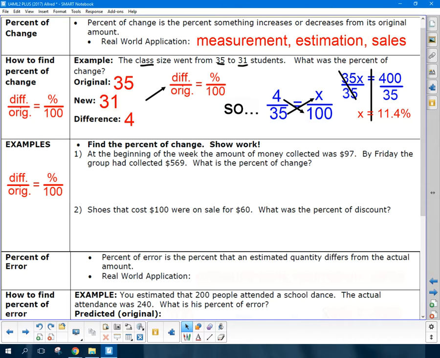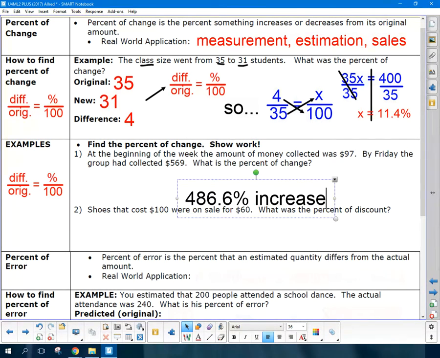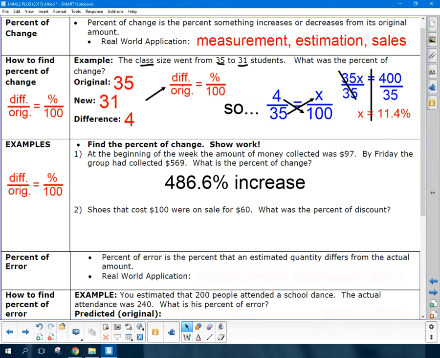Great job. I'm glad you tried to solve that equation for me. You should have found somewhere along the lines of a 486.6% increase in the amount of money. It is more than possible to have a percentage that's bigger than 100, because look at the amount of money they had. They had $97. By Friday, they had $569. So always remember that it is possible to have a percentage bigger than 100%.